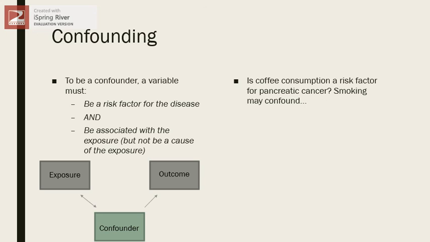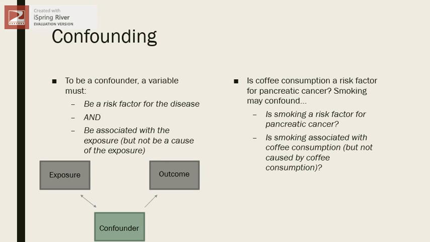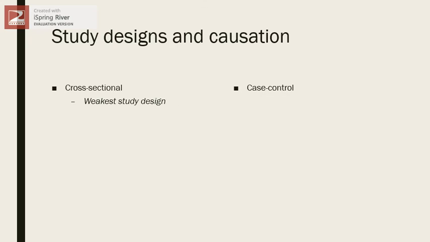So smoking meets both of these criteria. Okay? Is smoking a risk factor for pancreatic cancer? Yes. Is smoking associated with coffee consumption? Yes. But not caused by coffee consumption? Yes. In that case, smoking is a confounder. And so you would have to take into account whether people smoke or not in order to study the relationship between coffee and pancreatic cancer. All right.